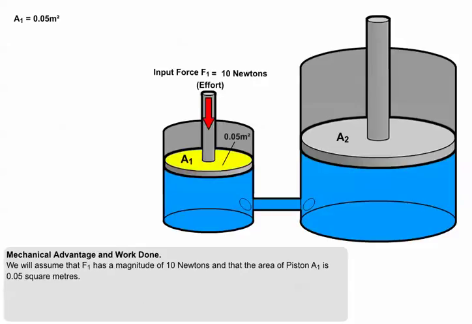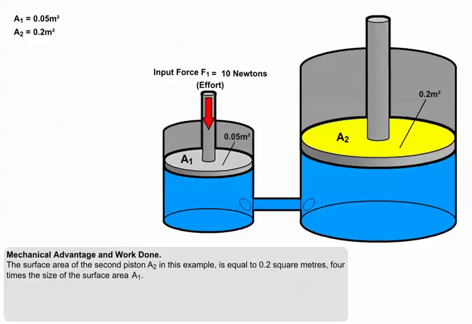Let's put some actual figures to the forces and areas. We will assume that F1 has a magnitude of 10 newtons, and that the area of piston A1 is 0.05 square meters. The surface area of the larger of the two pistons, A2, is equal to 0.2 square meters. Note that this is 4 times the surface area of the piston A1.